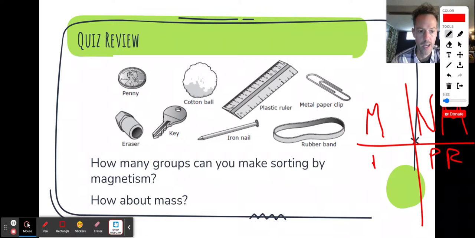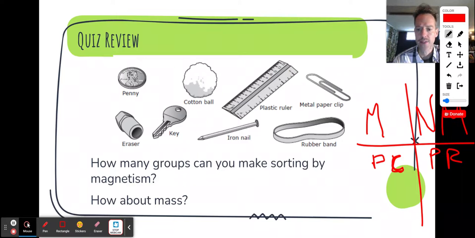I'll put PR for plastic ruler. The paper clip is magnetic, right? So you could sort this into 2 groups. You could maybe even do 3. You could do stuff that's very magnetic or maybe not as magnetic. I'm not sure if that would actually work or not, but you could try it.